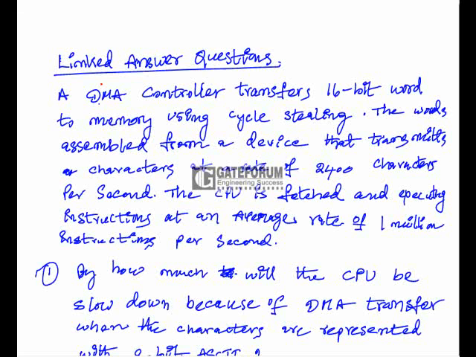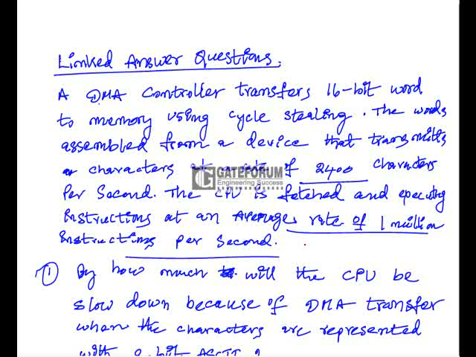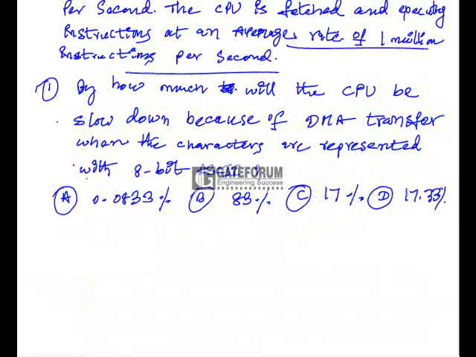Answer question. A DMA controller transfers 16-bit words to memory using cycle stealing. The words are assembled from a device that transmits characters at a rate of 2400 characters per second. The CPU is fetching and executing instructions at an average rate of 1 million instructions per second. So the character transfer rate is 2400 characters per second and the rate of execution of instructions is 1 million instructions per second. By how much will the CPU be slowed down because of DMA transfer when the characters are represented with 8-bit ASCII?